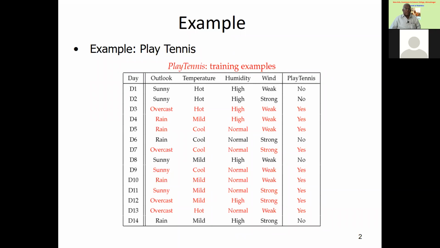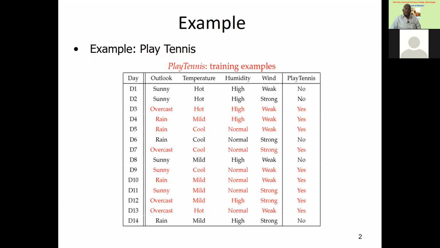In other words, these are the categories. Now, if you see D1, D1 is a four-dimensional vector with value sunny, hot, high, weak. This is called the first instance.